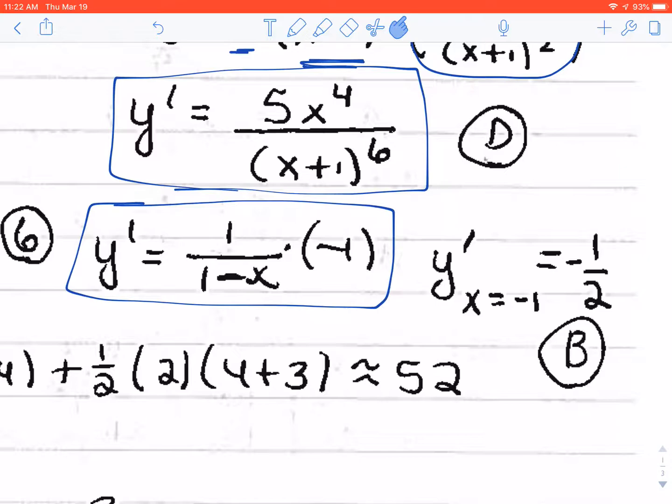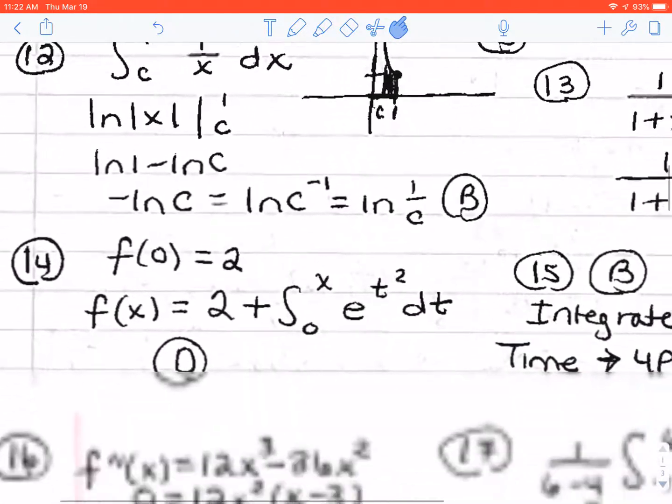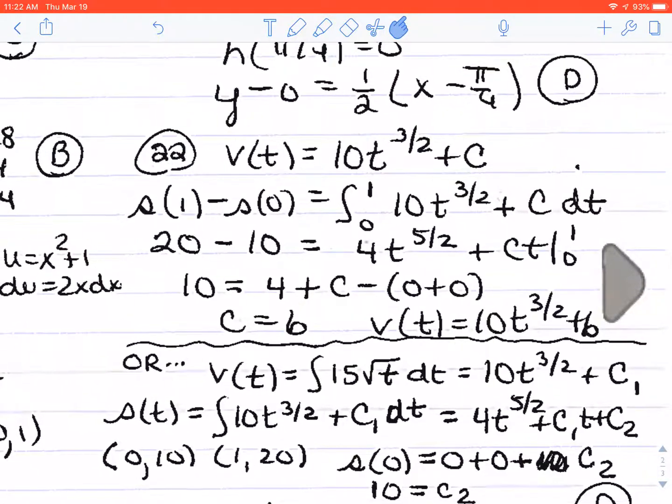The next one is number 22. Let me get to the question. It says a particle moves along the x-axis so that time is greater than or equal to 0, and they give the acceleration. So the first thing I did was integrate the acceleration to get the velocity function. And then they tell me the position of the particle is 10 at time 0. The position of the particle is 20 when t is 1. They want us to find the velocity at t equals 0.